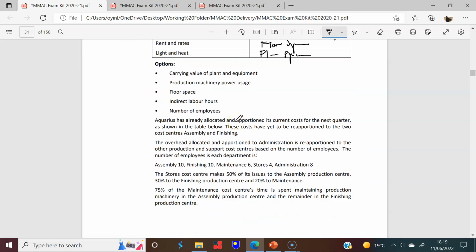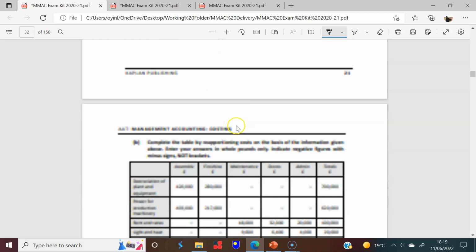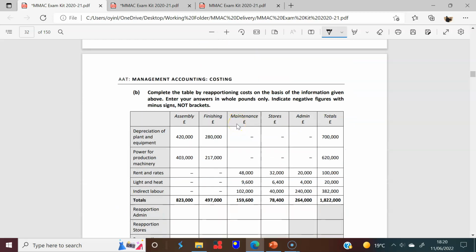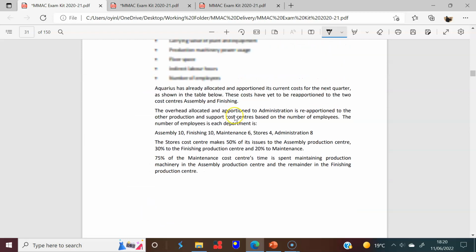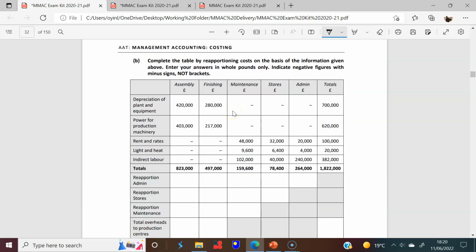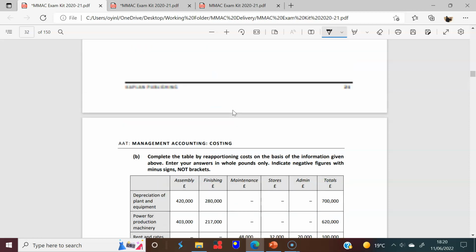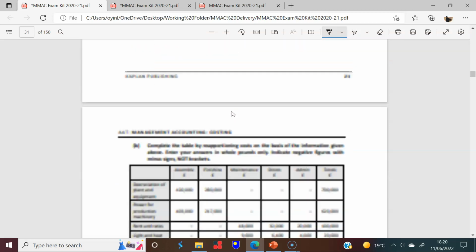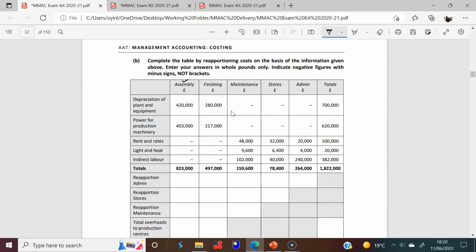Now, what's good about this question, ironically, is that they have already done the calculations for us. We spent the last question doing a lot of this. They're telling us, and hopefully you've looked at it, they've already done all the splitting. This question is more about reapportioning, and when you're having people reapportioning to themselves. Again, the point here is that assembly and finishing are the only production centers. We need to take out, you can see that's what they almost want you to do. They want you to deal with this.